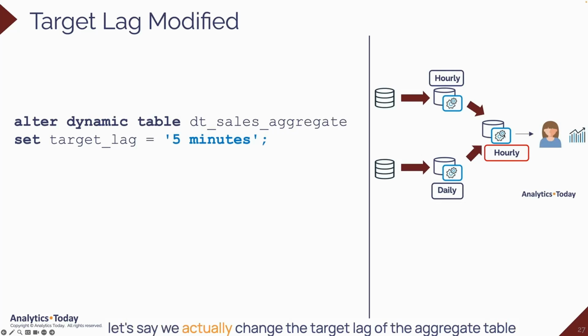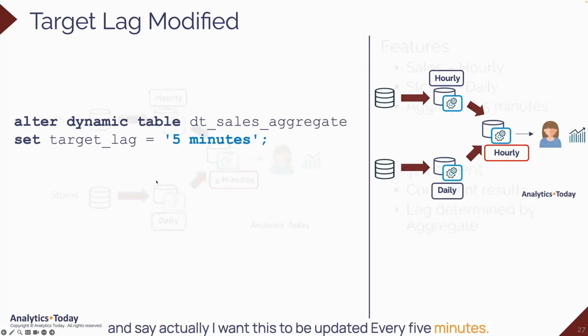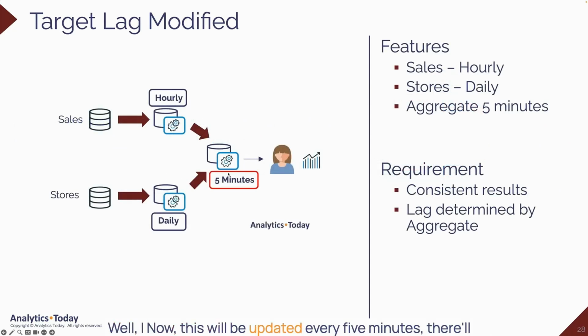Well, let's say we actually change the target lag of the aggregate table and say, actually, I want this to be updated every 5 minutes. Well, now this will be updated every 5 minutes. There'll be nothing to do because these changes are only going to be taken in once every hour, and these once every day. Let's say you want consistent results and you want the lag to be determined by this, because in here we've got relatively simple dependencies, but we can have quite complex sets of dependencies, complex pipelines of data coming through.